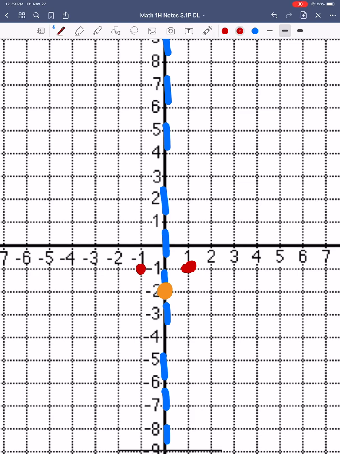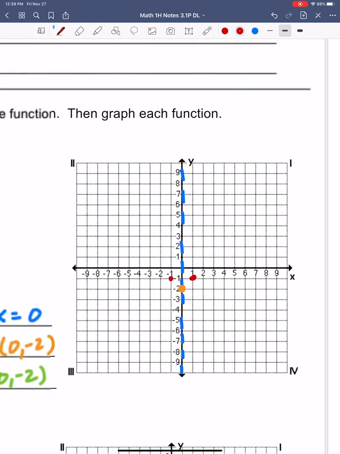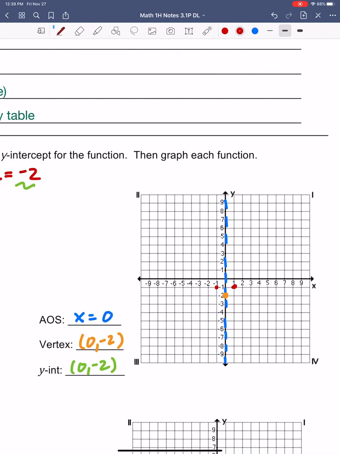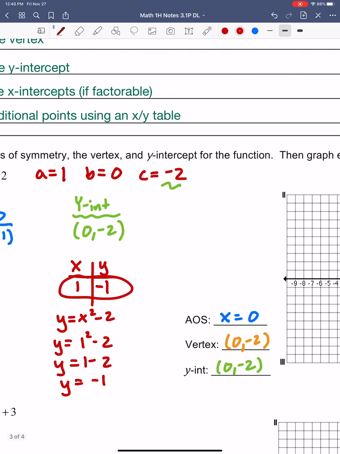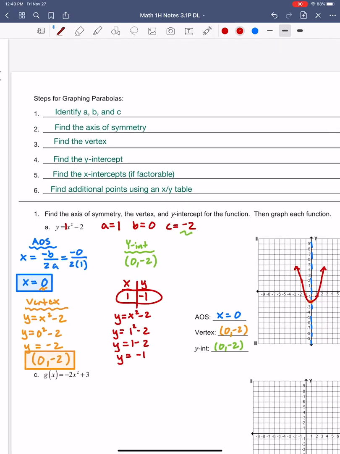We could find more points using our table, but for now, this is good enough. We have enough to know that my graph is going to look something like this. It hits those points and goes upwards. We know it's going up because a is positive, so we know it's going to be facing up. All right, let's go through one more here.